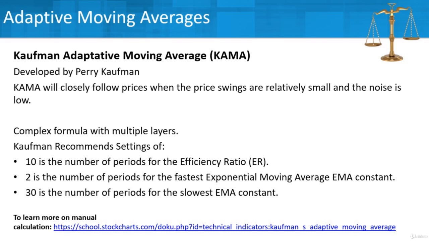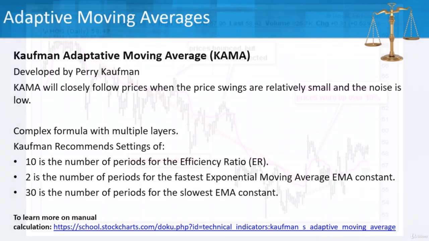It's got a complex formula, with multiple layers, and they actually have some recommended settings. Sometimes you can change the settings, but they have recommendations: 10 being the number of periods, 2 the number of periods for an EMA constant, and 30 the number of periods for a slower EMA constant. Those would be the traditional numbers you'd enter: 10, 2, and 30. If you choose a Kaufman moving average in your platform, it'll actually prompt you for that. I have a link there if you want to really learn the whole math behind it. You can find that out as well.